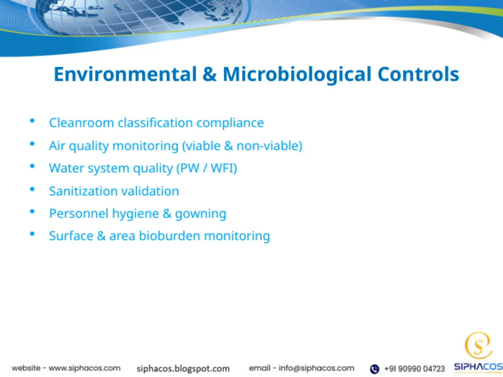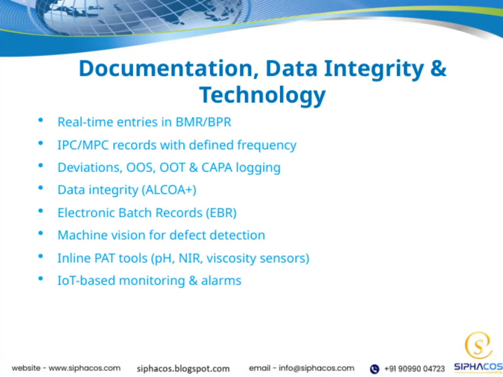Lastly, environmental and microbiological controls tie everything together. They involve maintaining controlled conditions, like temperature, humidity, and microbial levels, to sustain a sterile environment. All these elements collectively support the overall quality and safety of our manufacturing processes, aligning with our commitment to product integrity.